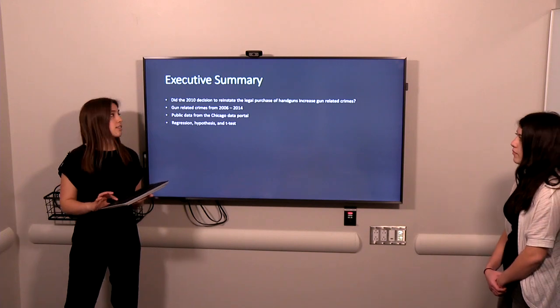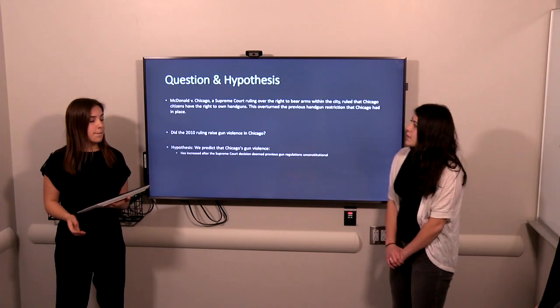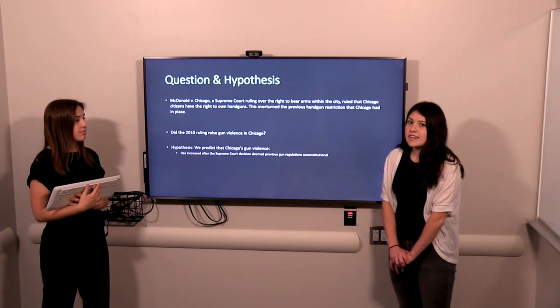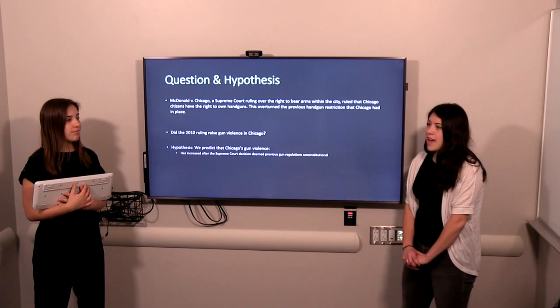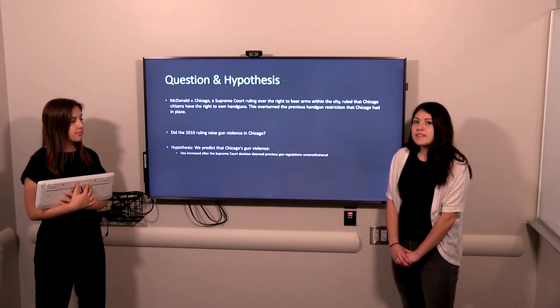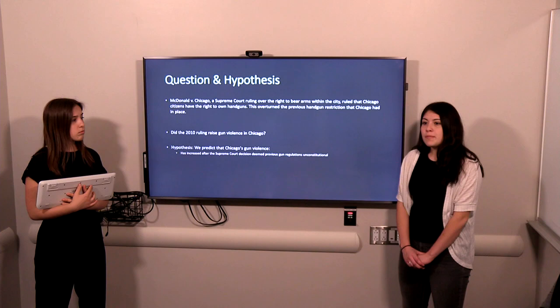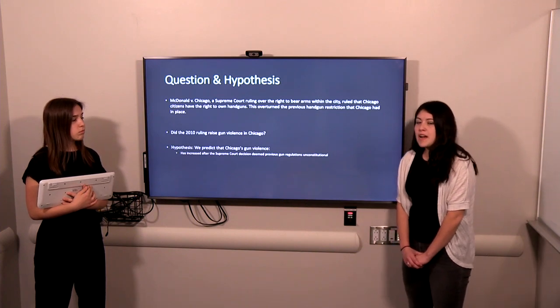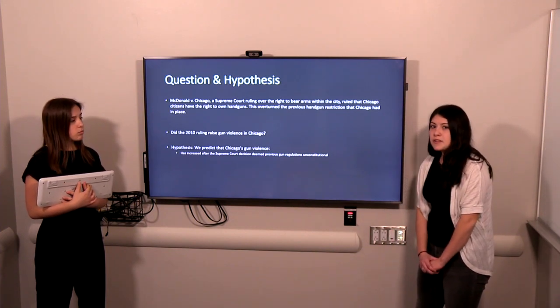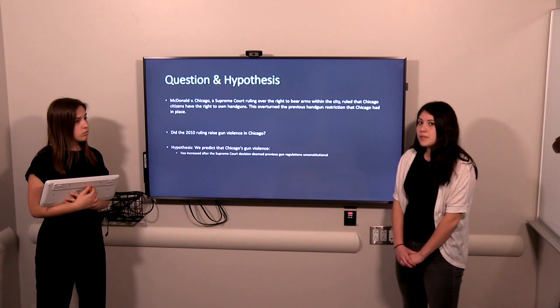Okay, the McDonald versus Chicago ruling reinstated the legal use of handguns, and we wanted to know if this ruling had an effect on the handgun-related crimes committed in Chicago. And we hypothesized that the handgun crimes in Chicago increased after this ruling.